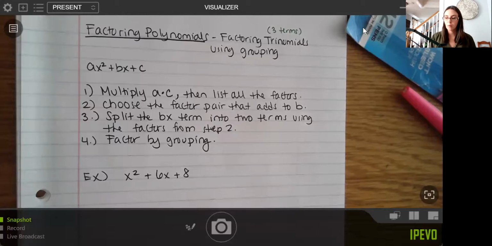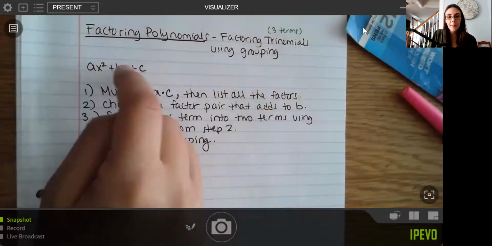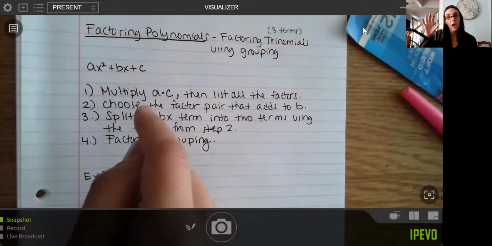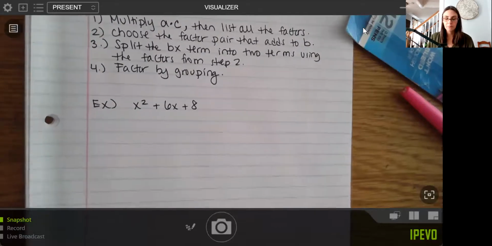So what we do here, we still have that same initial trinomial, but instead of factoring A and C separately, you're going to multiply them together, and then you're going to list all those factors. And what you're going to do is find the factor pair that adds to the middle term B. Our next step is to split the middle term so that we can make it into a polynomial of 4 terms, and then we can apply factor by grouping. So let me show you how it works.